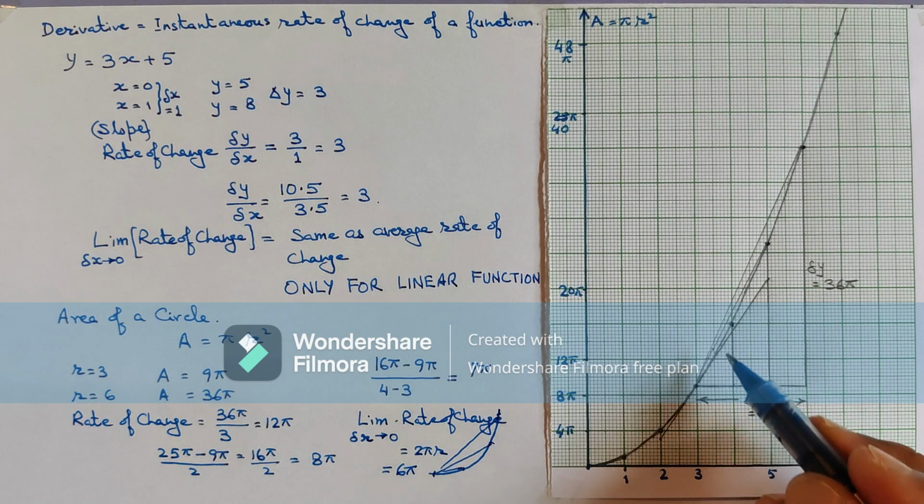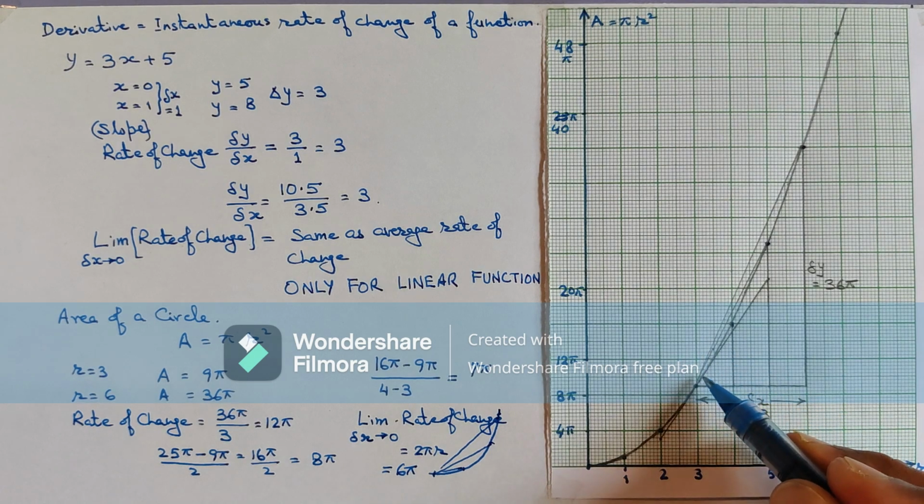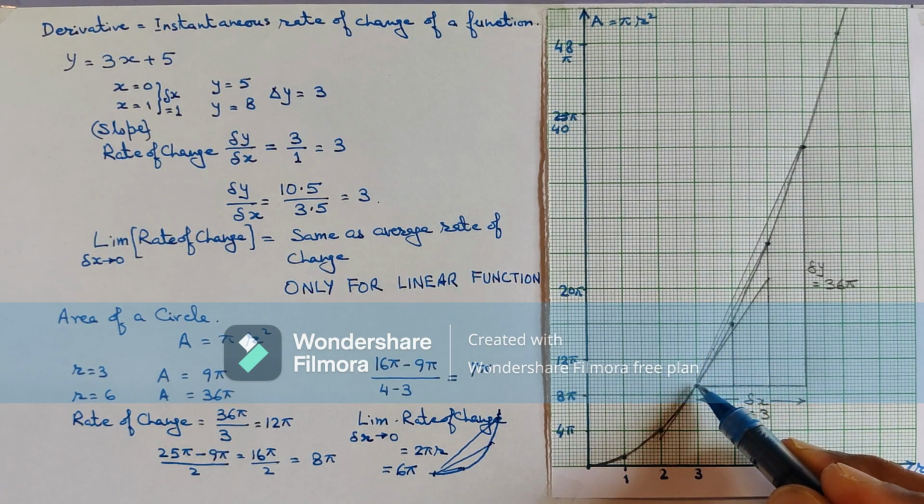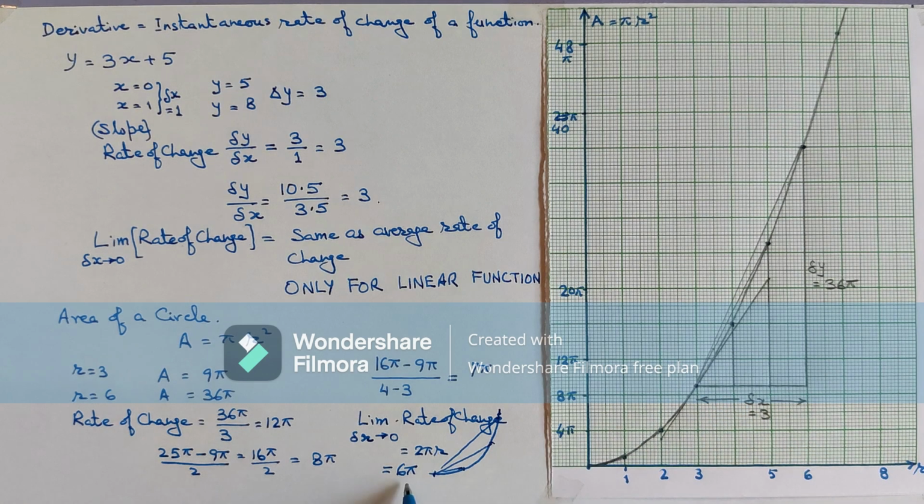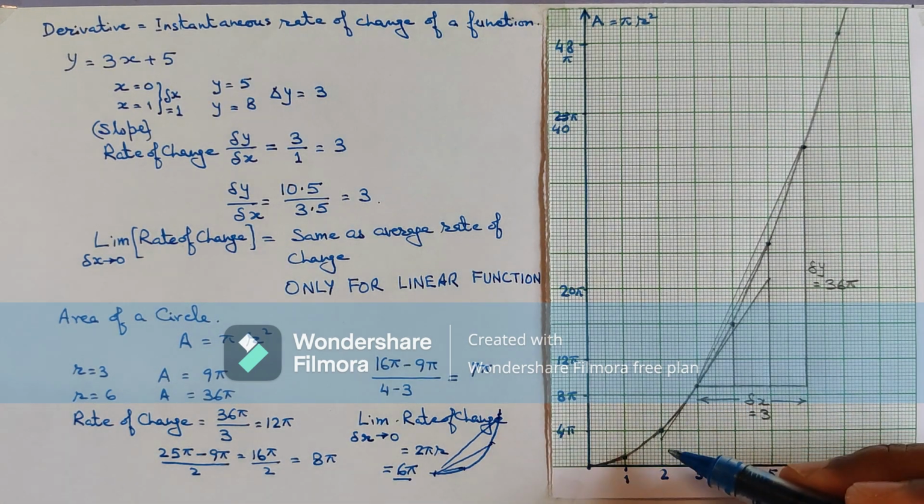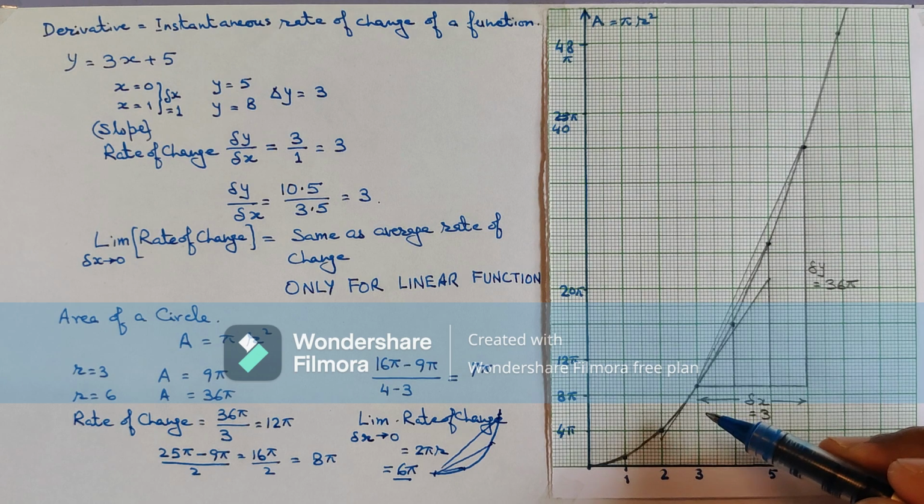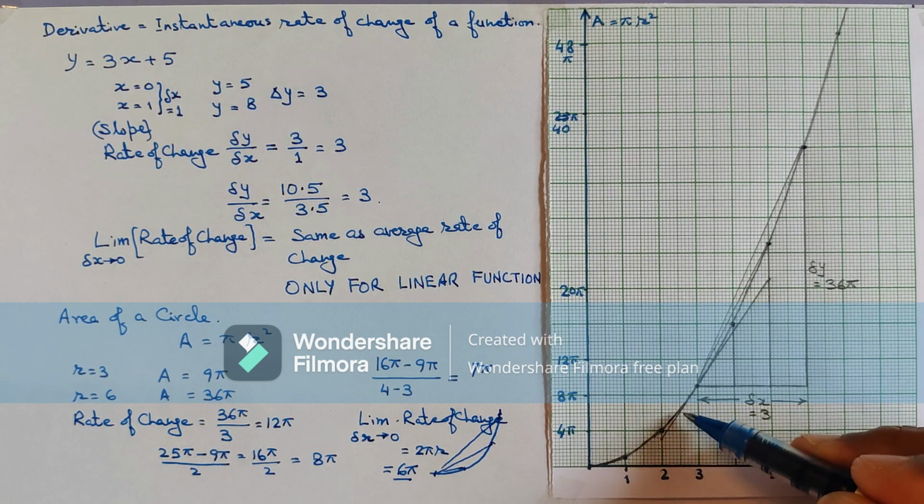So when I bring this point closer and closer and closer, the limit means the 2 points are never allowed to overlap. If they actually overlap, you can't draw a line through them, you can't find the rate of change: delta x is 0, delta y is 0. But in the limiting case, the line joining the 2 points, their slope will be 6 pi. This is what is called the tangent to the curve, and here I have drawn this tangent.